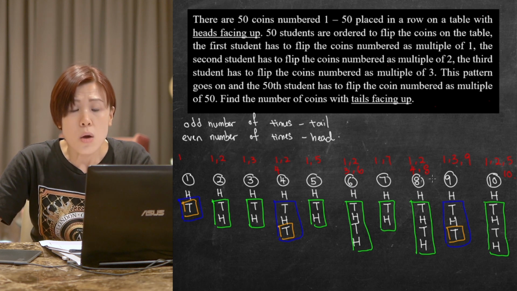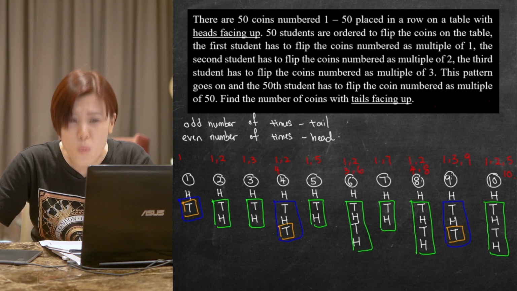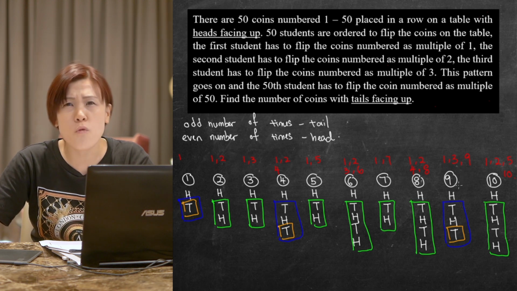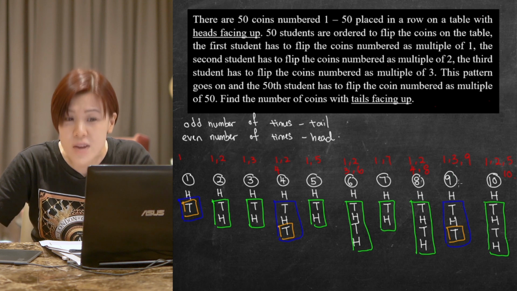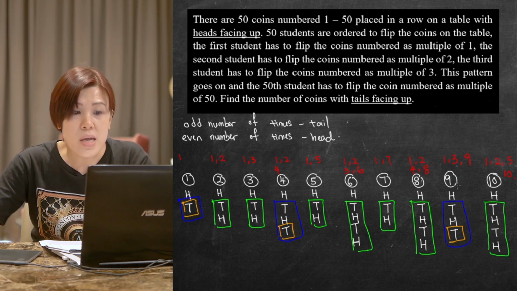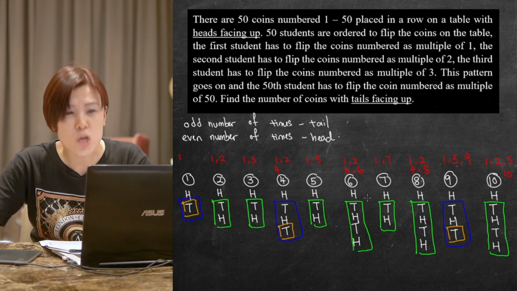And for example, when you look at coin number 9, coin number 9 is flipped by student number 1, 3, and 9. 1, 3, 9 are the factors of 9. So whichever students have factors of 9, these are the students going to flip coin number 9. And from here we can see that how many times a coin is flipped depends on how many factors it has.